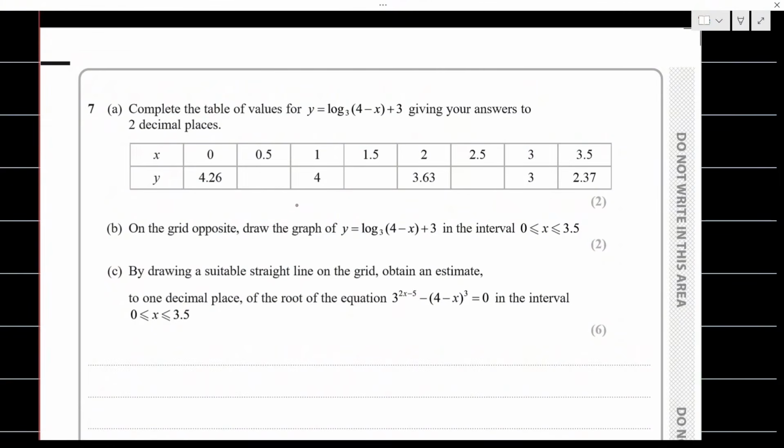So in order to find the values of y, I will input the values of x into our expression. For x equals 0.5, we will input 4 minus 0.5, plus 3. For x equals 1.5, we will input 1.5 instead of x. So this is how we will calculate the values. Doing that will give us log base 3 of (4 minus 0.5) plus 3. This is equal to 4.14.